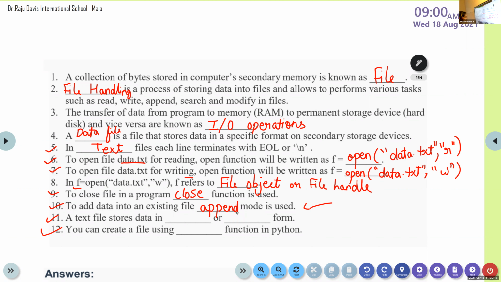Now, next one is, does anyone have any idea? The text file stores data in ASCII or Unicode form. Okay. Now I would like to call Atul. Last one, my dear. You can create a file using dash function. Which is the function? Open function. Yes, open function.